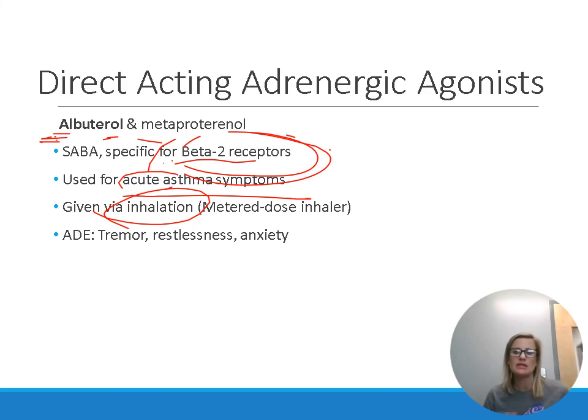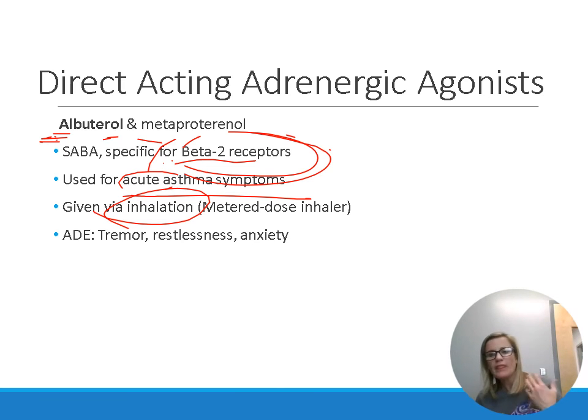Tremor is the most common adverse drug effect. However, patients tend to develop tolerance to this. So if a patient tells you, the albuterol worked great, but I was shaking like crazy afterwards, you can kind of reassure them that will probably go away with time.